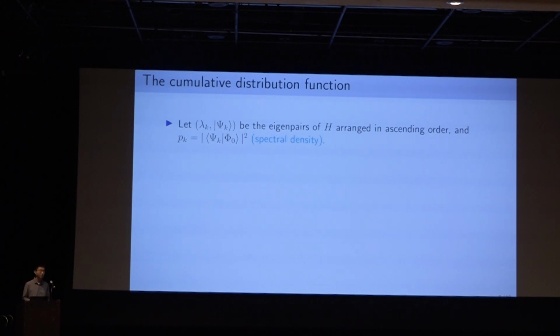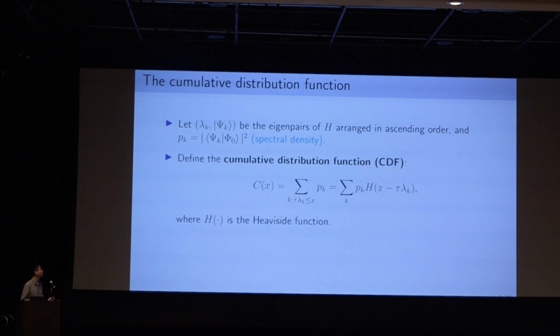So the key concept here is the cumulative distribution function. What is that? First I will introduce some notation. We write lambda k as the eigenvalue of H, and psi k is the corresponding eigenstate. We can consider p k, which is the overlap between the initial state phi 0 and the k-th eigenstate, squared. So all p k add up to 1, so it basically gives you a probability distribution. And the CDF is nothing other than the cumulative distribution function of this probability distribution.